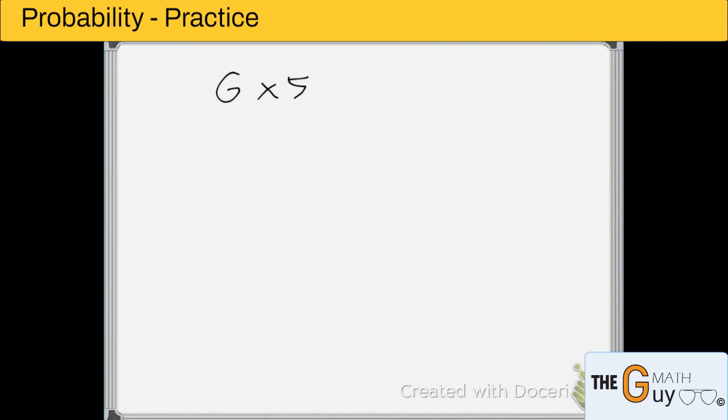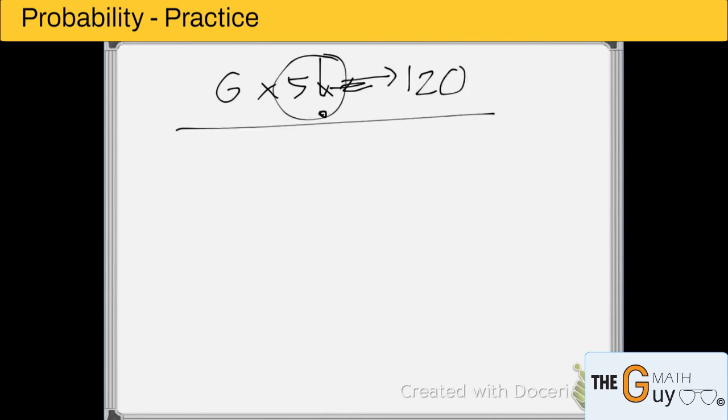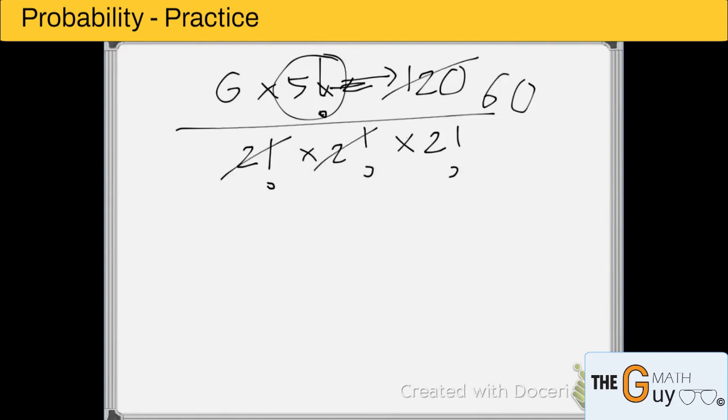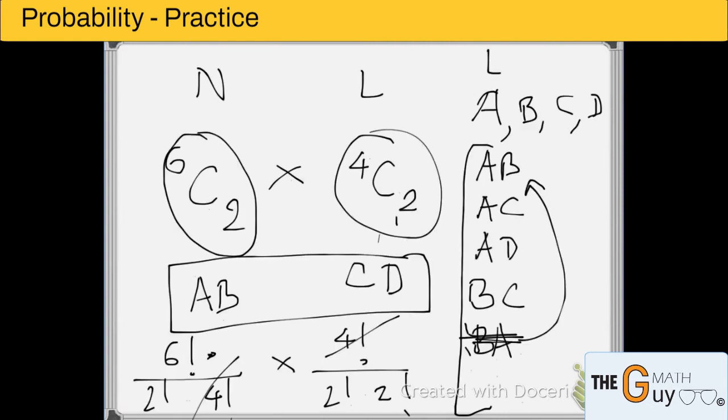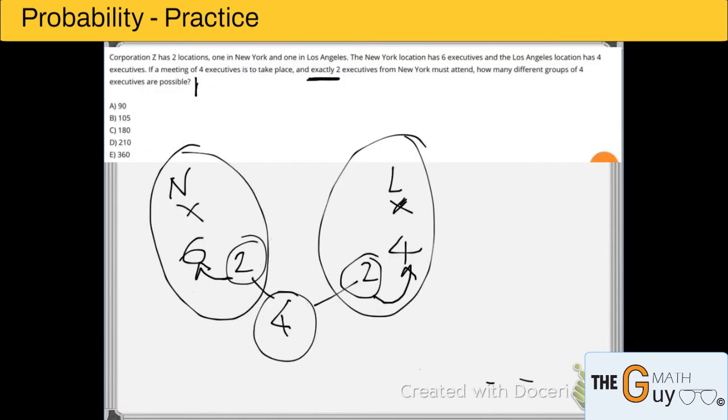6 factorial is 6 times 5 factorial. What I suggest you remember is that 5 factorial is 120. 6 factorial you don't need to remember. We had 2 factorial three times, each of which is 2. So 2 cancels 60, 2 cancels 30, 2 cancels, and 3 times 30 is 90. That is the number that we should get as an answer. A is the answer here.